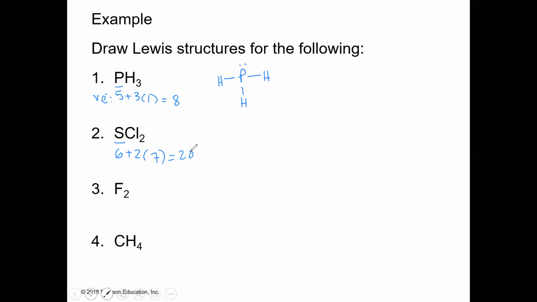We need to determine which of our atoms is going to be our central atom. Here, it's going to be sulfur because it's least electronegative. So we'll draw sulfur in the center here. And first we'll draw a single bond to each of our terminal atoms, which is chlorine.